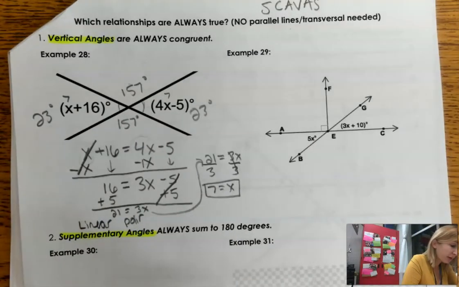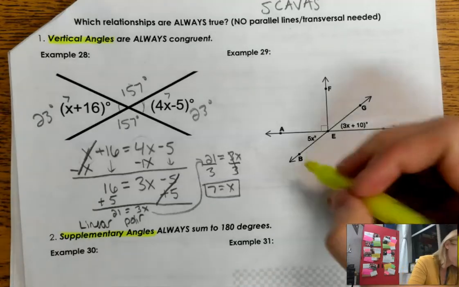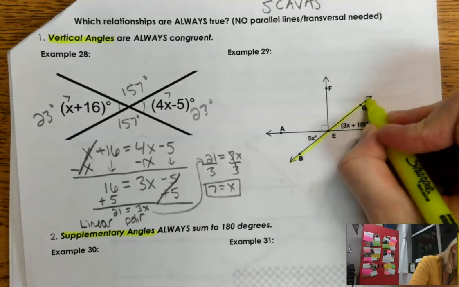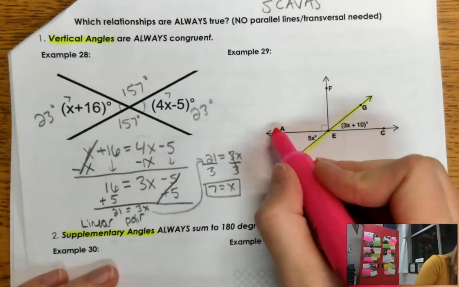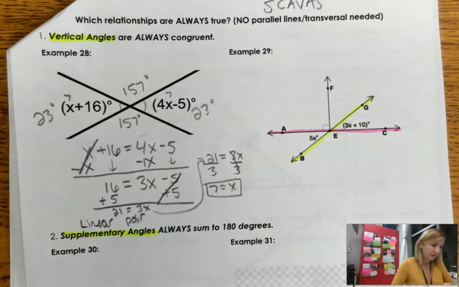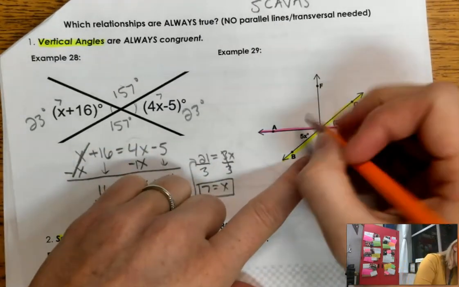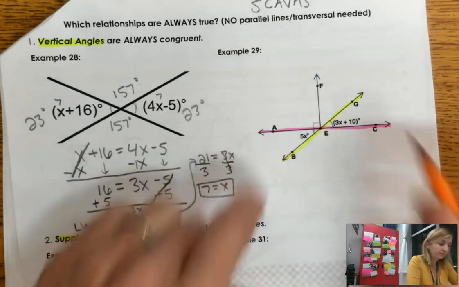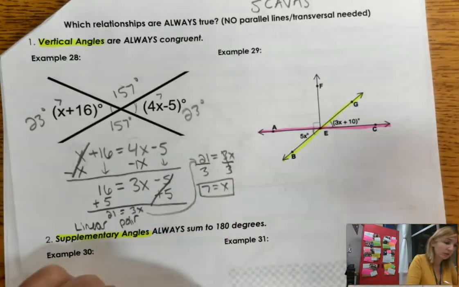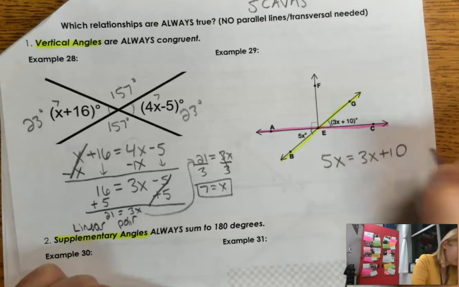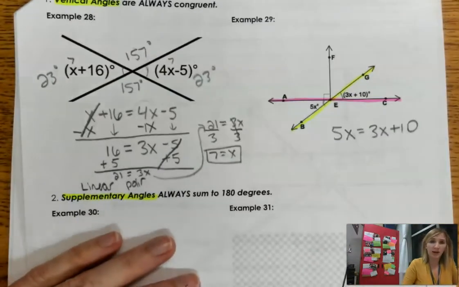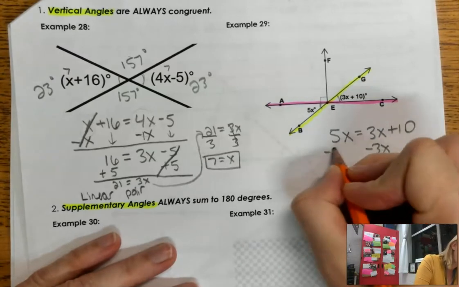All right, over here on example 29, this looks kind of crazy because there's an extra line, right? But what I need to do is identify the vertical angles. So let's just see where the lines intersect. So there's one line, and here's the other line. So here are the 2 lines. These are my vertical angles across from each other. So I can just set these 2 expressions equal to each other because I know that vertical angles are congruent. All right, now I use algebra to solve for x. I'm going to subtract 3x on both sides.